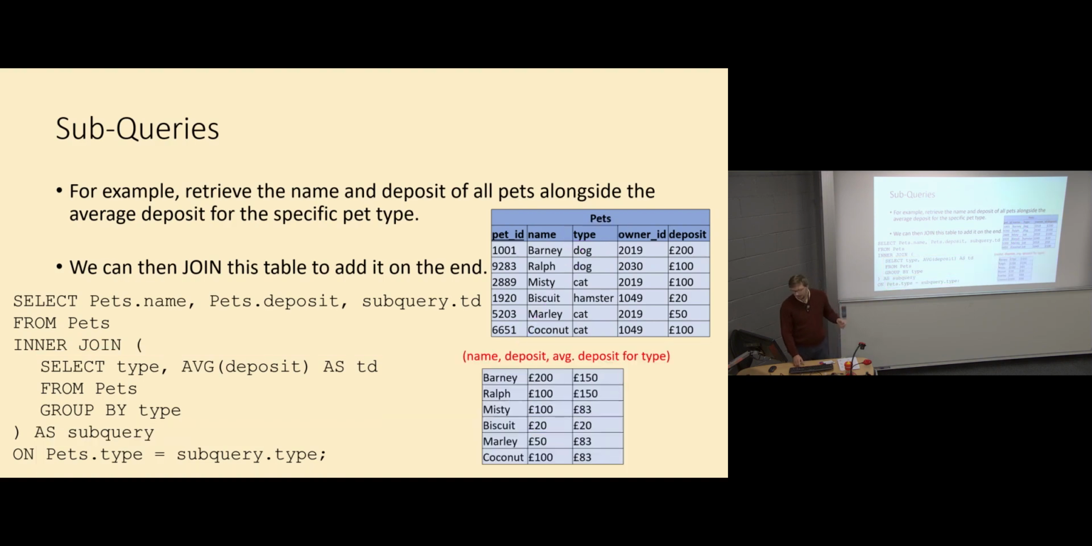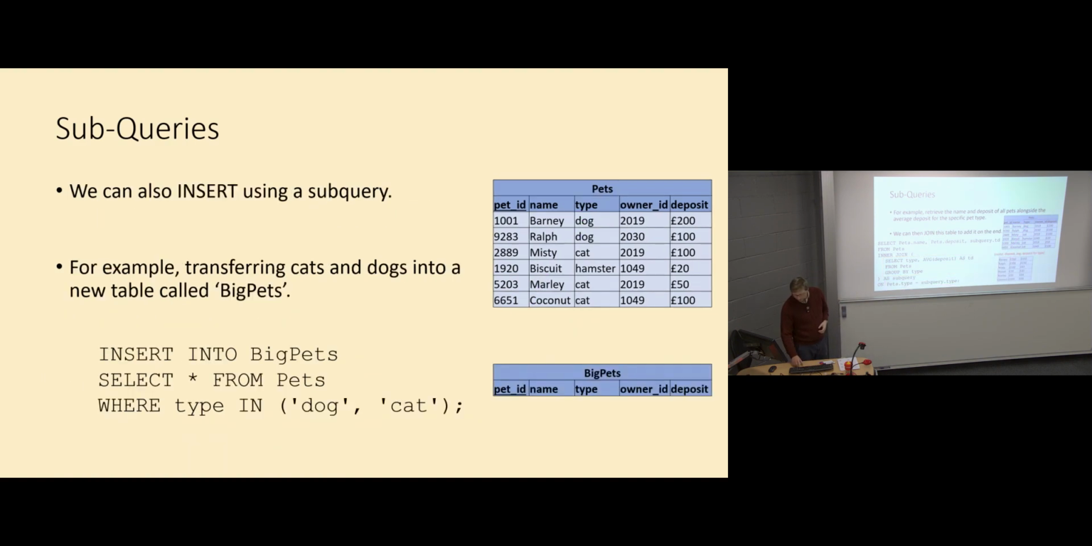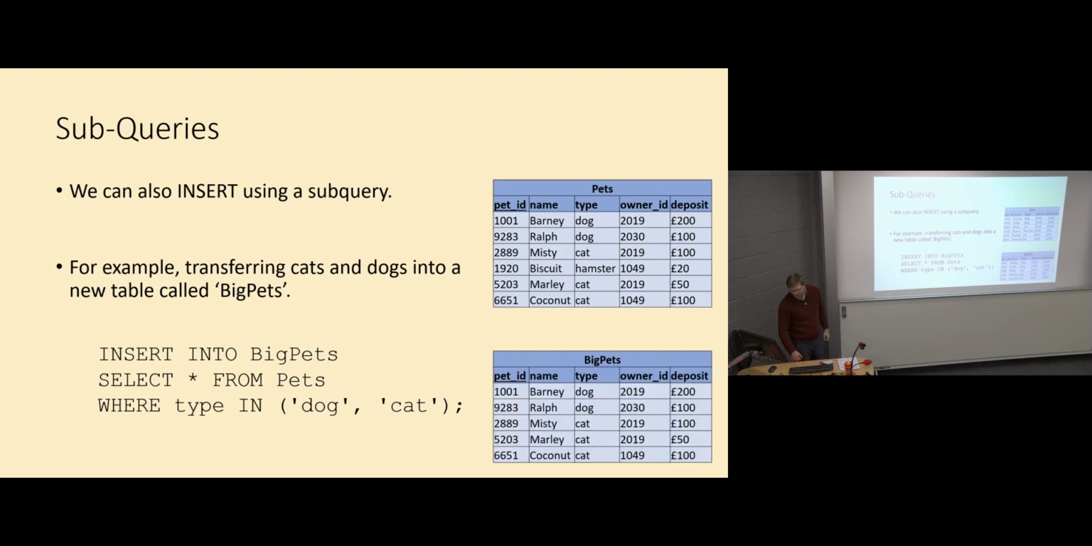You can do some other cool things with subqueries. Oh, there you go. So that's the result of the query. You can insert using a subquery. For example, if you wanted to transfer all cats and dogs into a new table called Big Pets, you could insert into Big Pets and then provide your query. So instead of providing values here, I'm providing a query statement. So any pets where their type is dog or cat, they're going to go into this new big pets table, just like this.